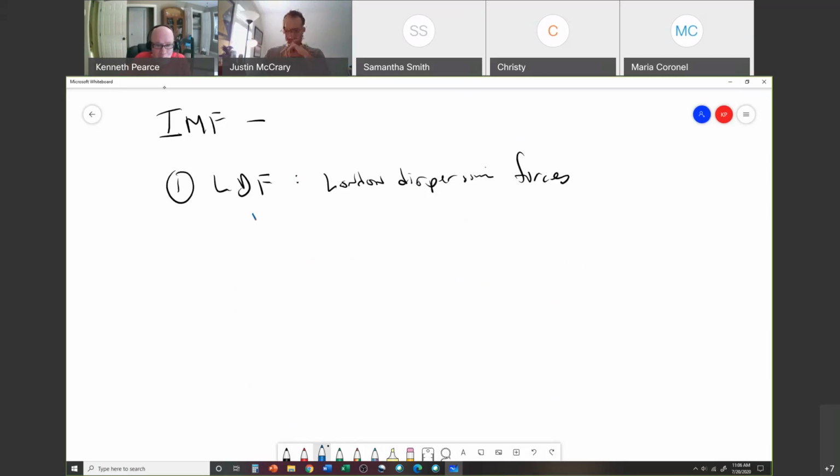And here's the big thing about LDF. Everything has it. It's real easy to forget, because there are other forces which are relatively stronger than LDF, but everything has LDF. Everything has London dispersion forces. Everything. Now, LDF is weak.